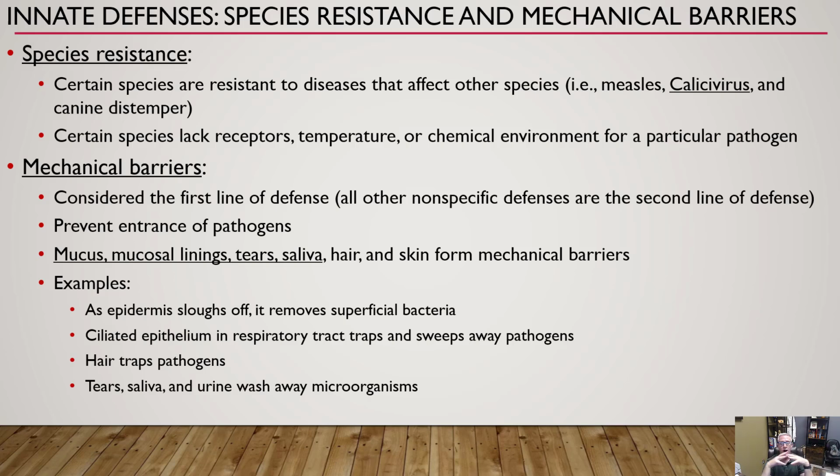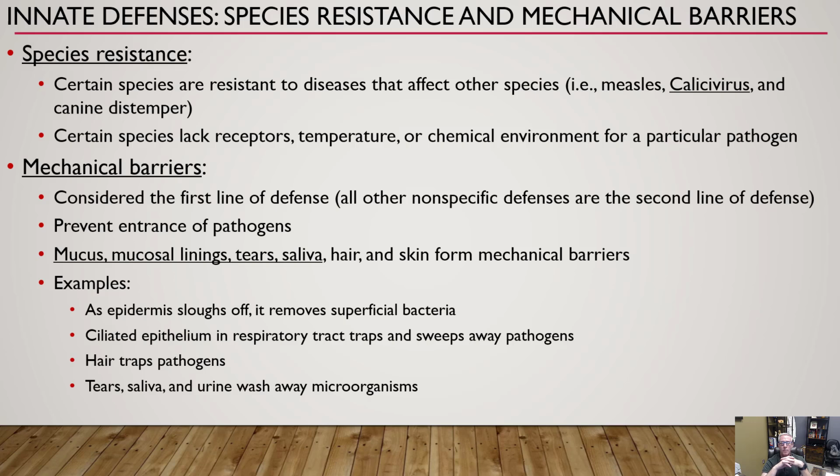We have ciliated epithelium. Remember that cilia is going to trap that respiratory gunk that you just breathed in, and hopefully you can exhale it or sneeze it out or cough it out or blow it away. Your hair is going to trap different pathogens, and then you wash your hair. Tears, saliva, urine is going to help wash away any microorganisms.